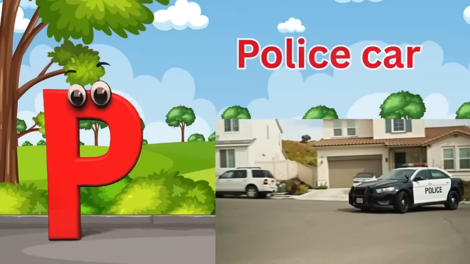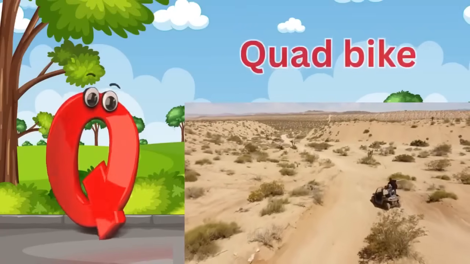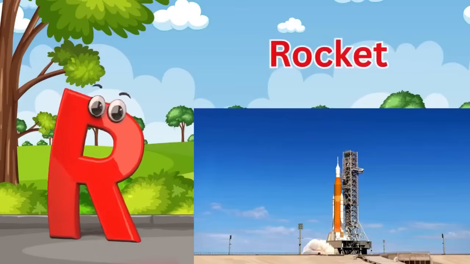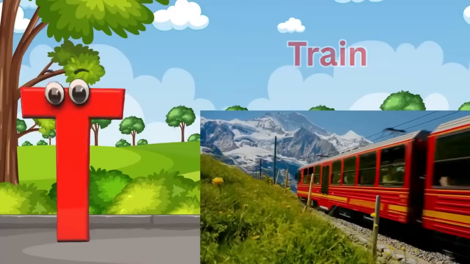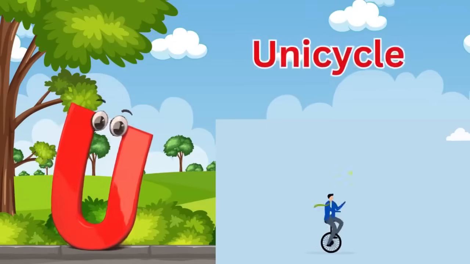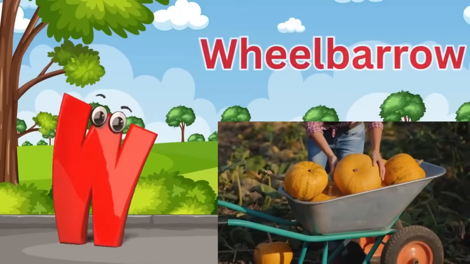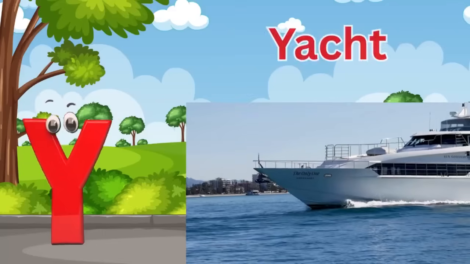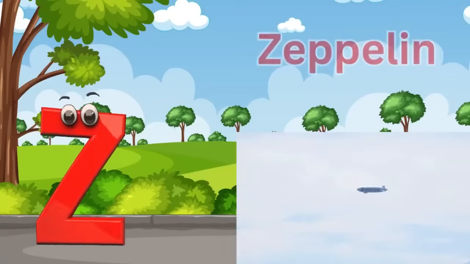P is for police car. Q is for quad bike. R is for rocket. S is for submarine. T is for train. U is for unicycle. V is for van. W is for wheelbarrow. X is for X-ray truck. Y is for yacht. Z is for zeppelin.